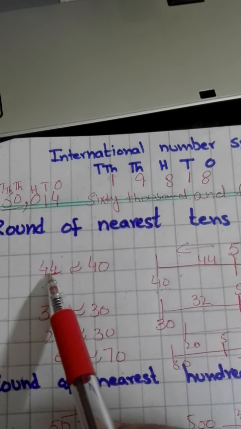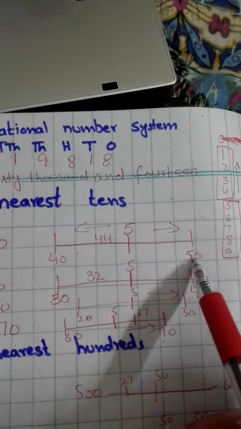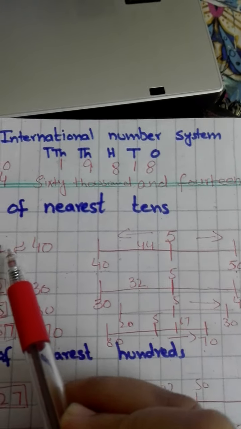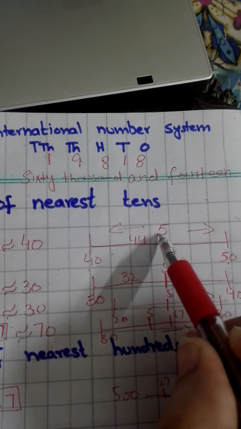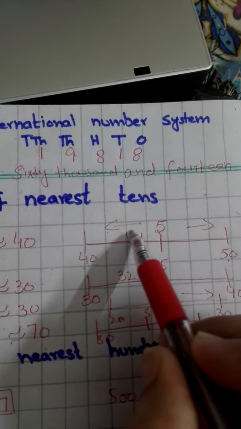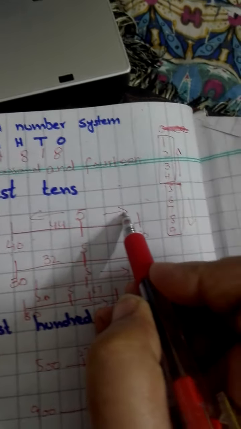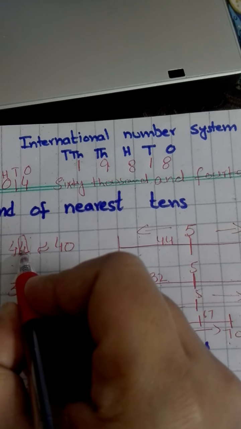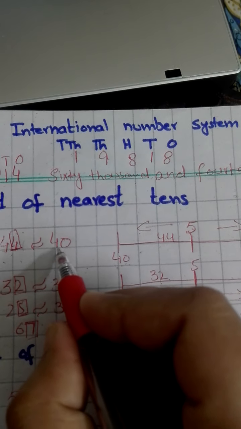Okay, we have a value 44. 44 is between 40 and 50. Now we check the ones value. 4. If the value is less than 5, then it is nearest to 40. If the value is 5 or greater than 5, it is nearest to 50. We check the ones value. It's 4. It is less than 5. So the answer is 40.